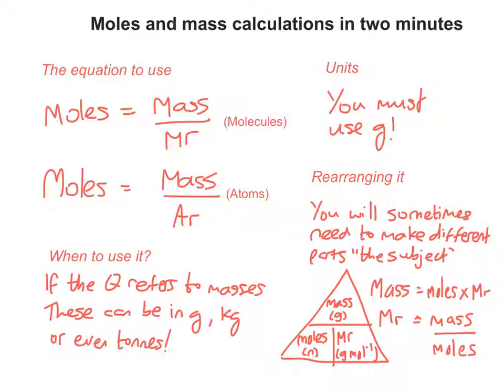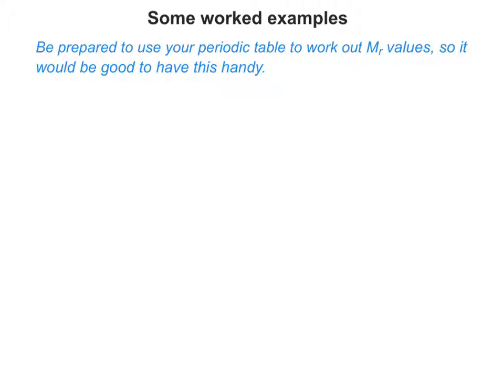So mass is always in grams. Mr is written in grams per mole, g mol^-1. So that gives us mass equals moles times Mr, and Mr equals mass over moles. So before we do any worked examples, it would be a good idea to get your periodic table and have it handy so we can work through how to work out some Mr values together.